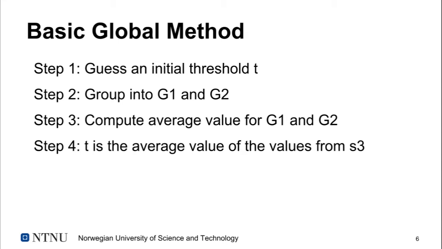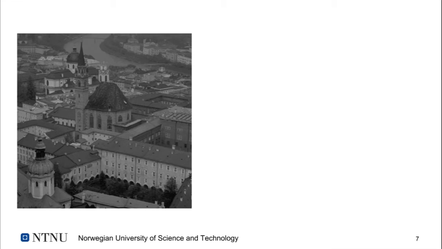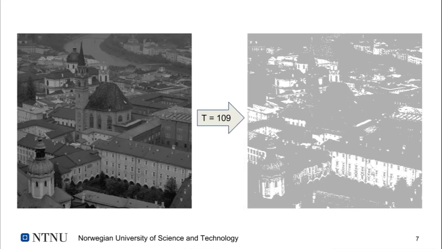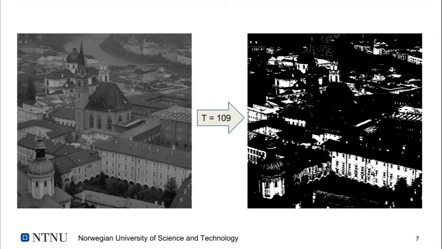Keep repeating steps 1 to 4 until the threshold doesn't change anymore. As we see here, the result is better. The threshold is reduced to 109 instead of 128, but some of the significant details are still missing.